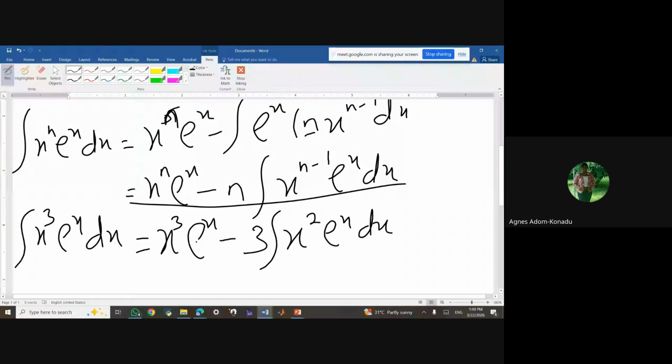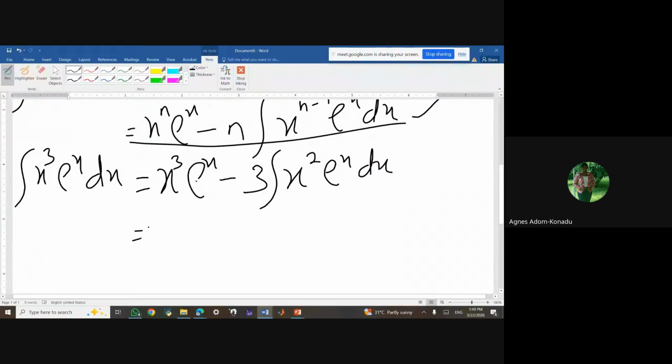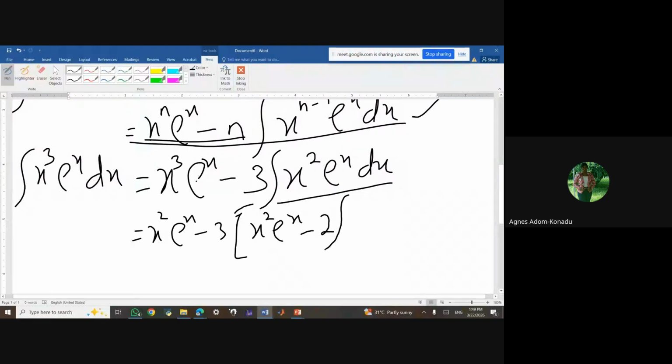So I constructed a reduction formula and I'm applying it here. So this is x to the power 3 e to the power x minus 3 integral of x squared e to the power x, but I can apply the same formula here. So applying it, I want to repeat the same formula, which gives x to the power 2 e to the power x minus, here my n is 2, so 2 integral of x to the power n minus 1, which is 2 minus 1, x, then e to the power x dx.